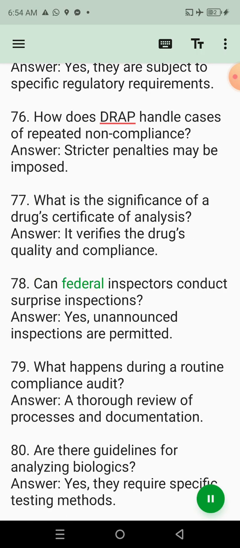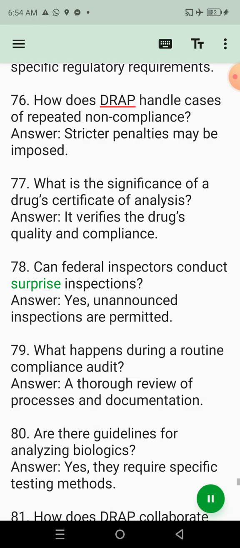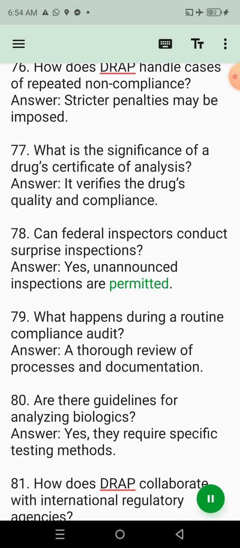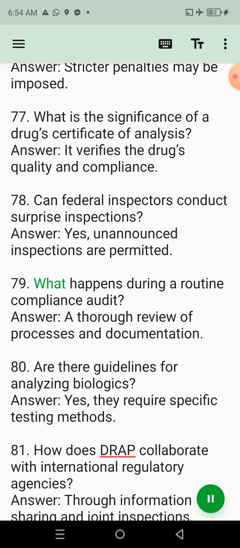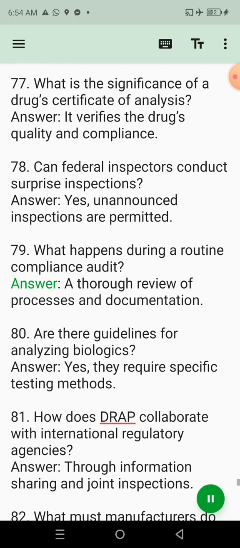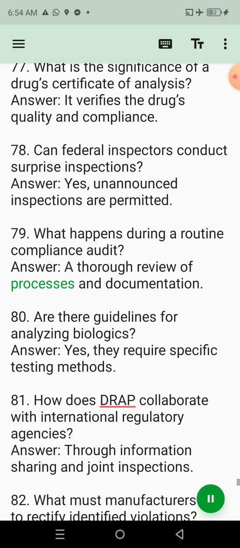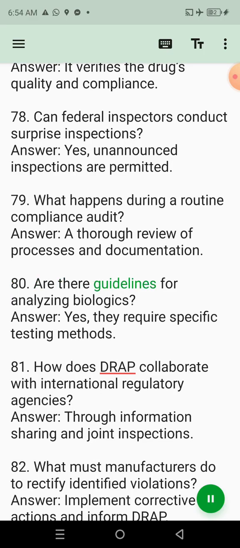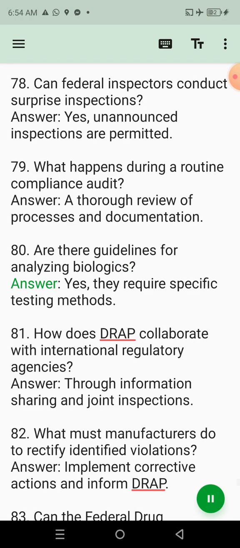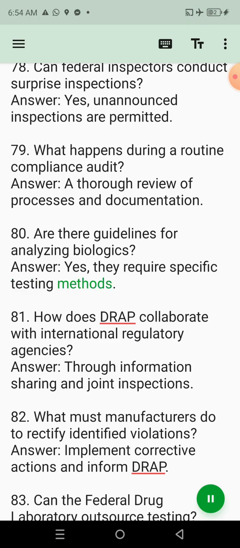78. Can federal inspectors conduct surprise inspections? Answer: yes, unannounced inspections are permitted. 79. What happens during a routine compliance audit? Answer: a thorough review of processes and documentation. 80. Are there guidelines for analyzing biologics? Answer: yes, they require specific testing methods.